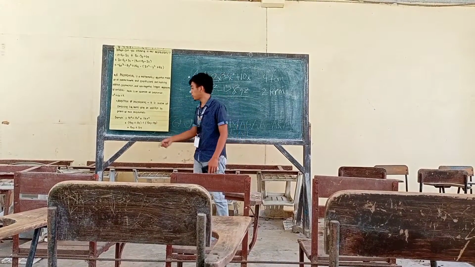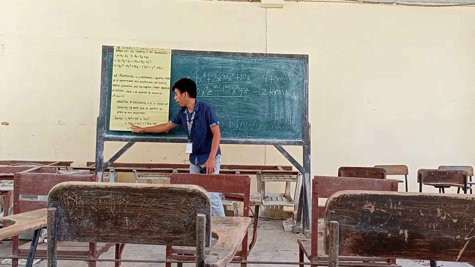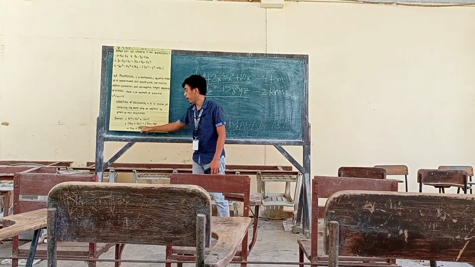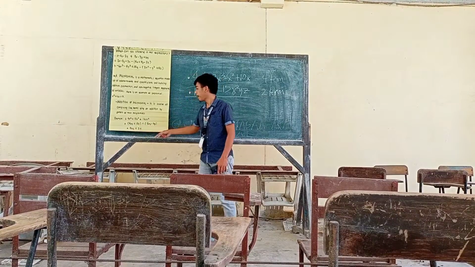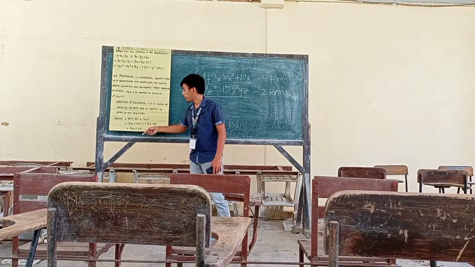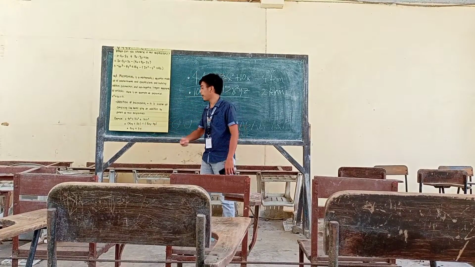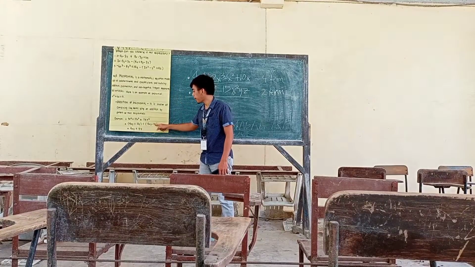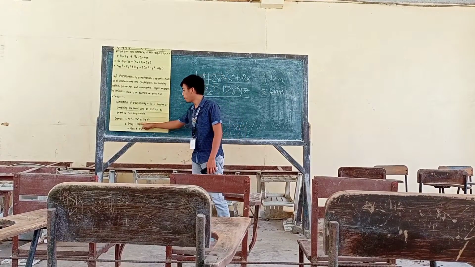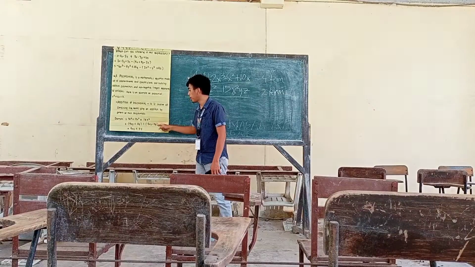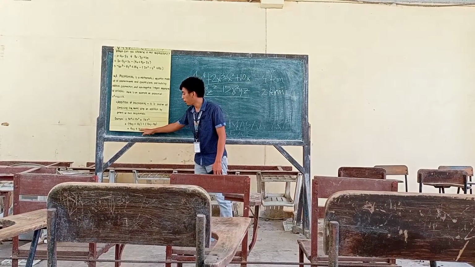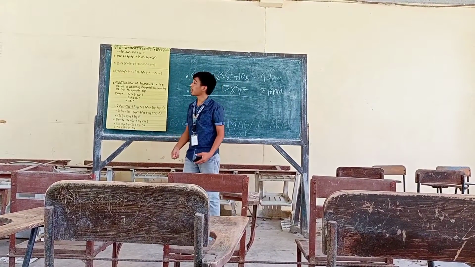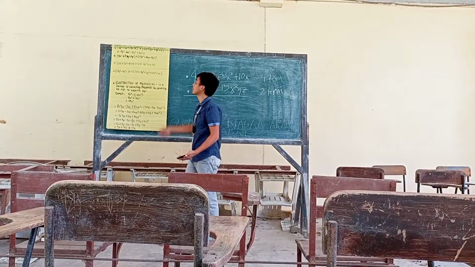So first, we can add the 4xy and the 5xy. So we get 9xy. Then the second is the 10y minus 7y. So we combine these terms because they are like terms. Then we get 3y. Here are some examples of addition of polynomials.